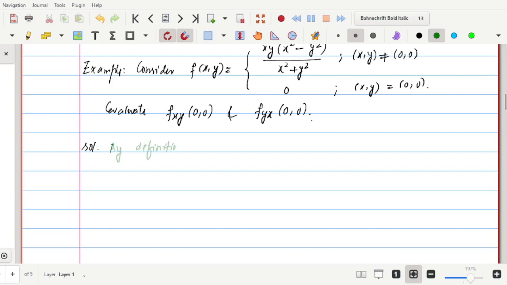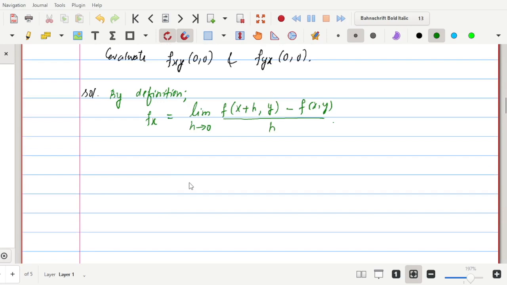We have by definition, suppose this fx, this is defined as limit h tends to 0 f of x plus h comma y minus f of xy whole divided by h. And similarly, we can take the definition of fy. Now let's evaluate the first part, that is fxy. Now fx at suppose 0 comma y, this is equal to limit h tends to 0.